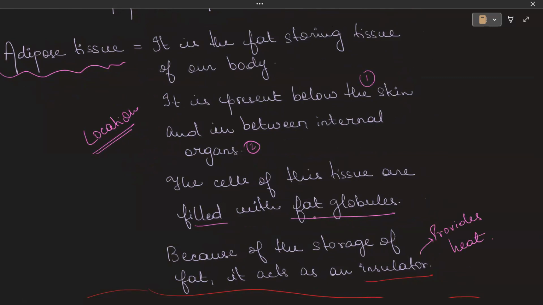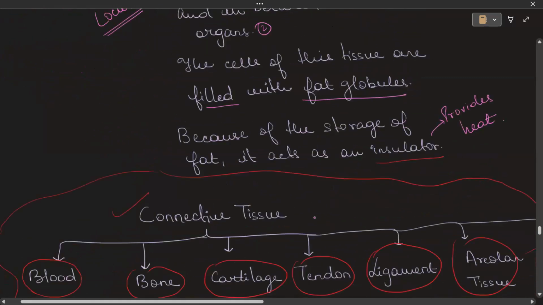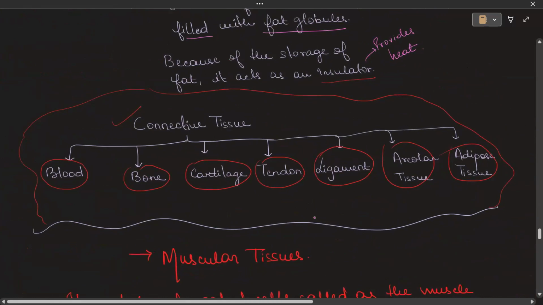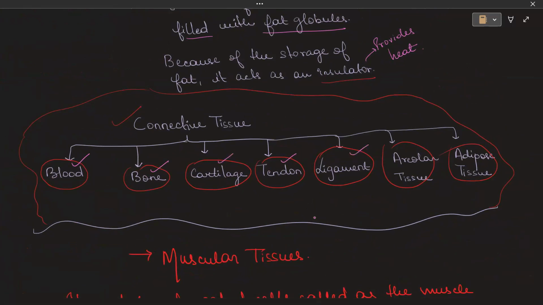Yes, ma'am. What different types of connective tissues did we study about? We studied blood, bone, cartilage, tendon, ligament, areolar tissue, and then adipose tissue. These are all the different types of connective tissues in our body.